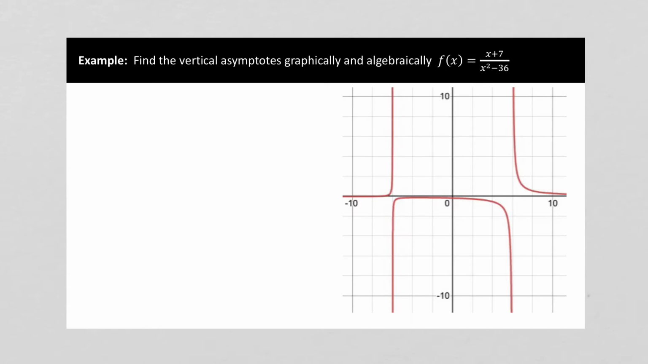So where you can see things going in opposite directions here, like here, and over here, the graph is undefined at those spots. So this one on the left, that's at -6, and on the right is at 6. So the graph is undefined. There's vertical asymptotes at x equals -6 and x equals 6.